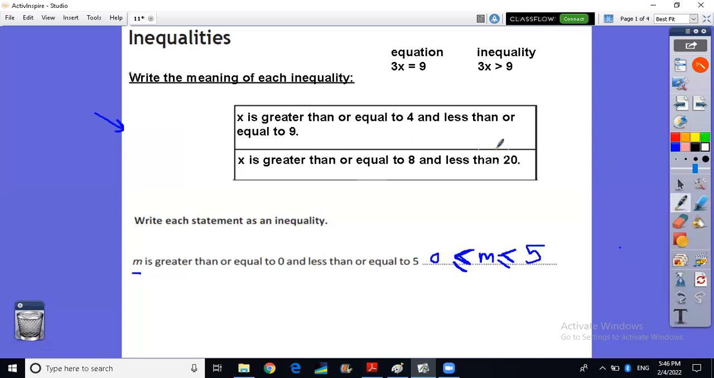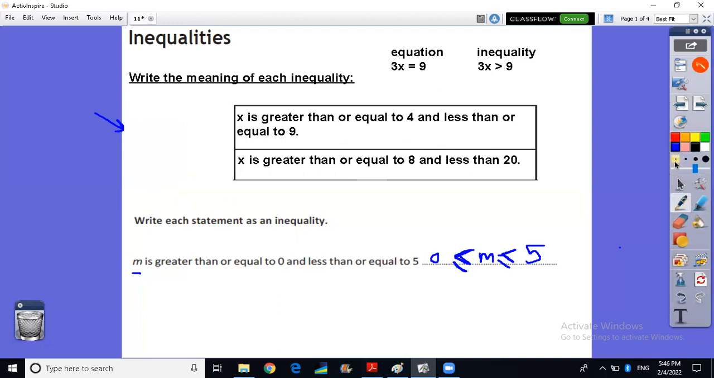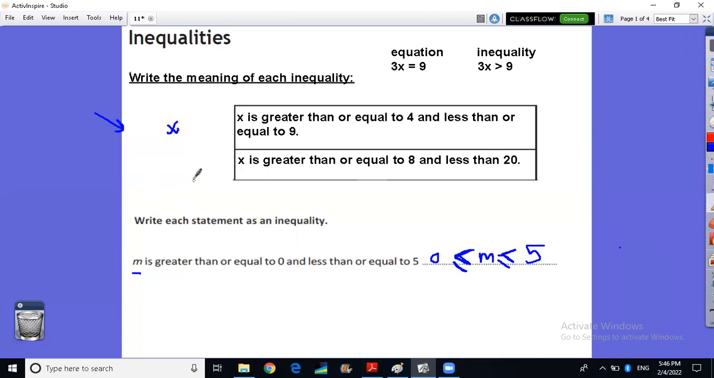If I want to write the first one here as an inequality, X is, okay, let's get back to the normal size here. X is what? I'm going to write here X is greater than, okay, thank you. X is greater than or equal to 4. Okay, that's it. Oh, but they didn't stop. They said, and less than, X is less than or equal to 9. Like this, I wrote an inequality for this statement.